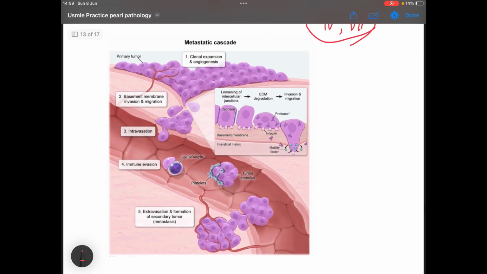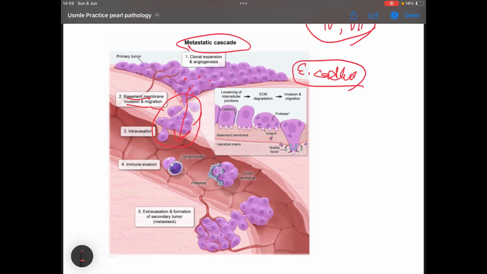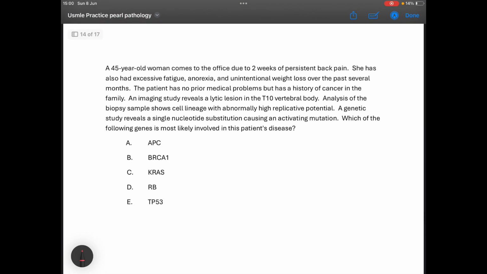Already this diagram, the metastatic cascade, is in front of you. We have to explain how the invasion happens, how the basement membrane invasion and migration happen. First, there's a loss of intercellular junction due to loss of E-cadherin. Then there will be metalloproteinase or collagenase enzymes causing detachment from the basement membrane and degradation of the extracellular matrix, and then there will be migration and dissemination in the lymph vessels. Fine. Now we are moving to the next question.